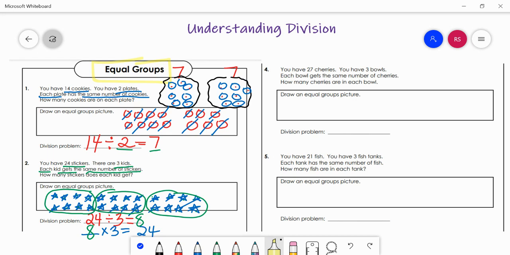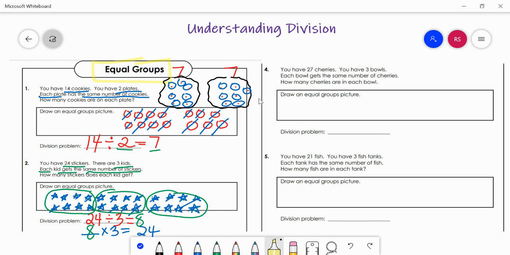Check. Yes, there are. Awesome job. So we have 8 inside of each group. We have 3 groups, which shows our division problem as 24 divided by 3 equals 8. Awesome job, guys. So I encourage you now, I have number 4 and number 5 on my board right now.